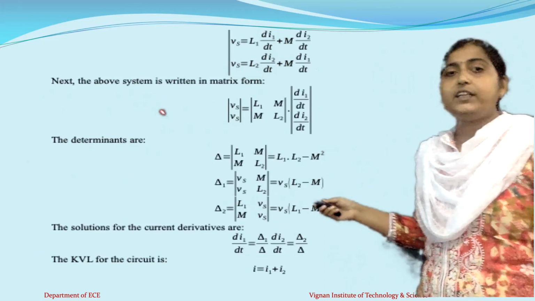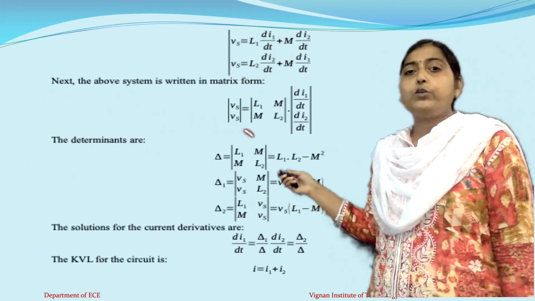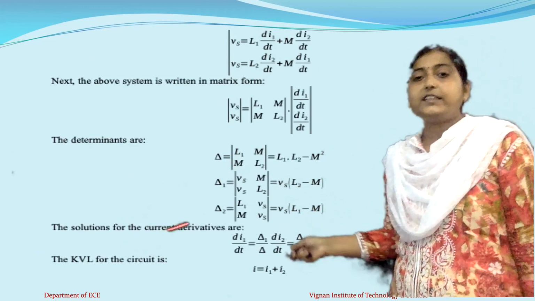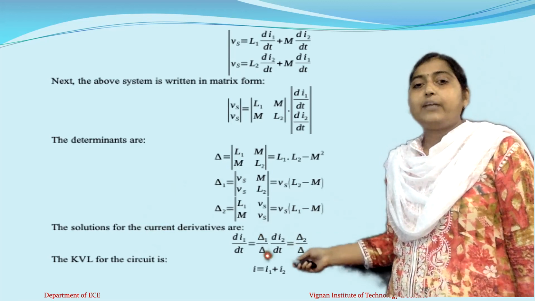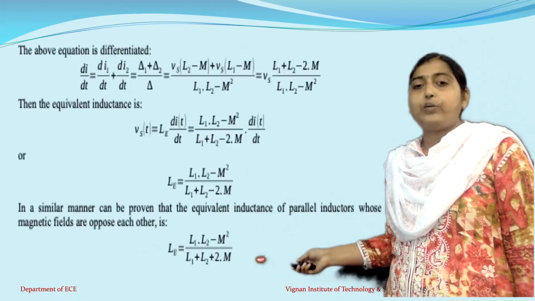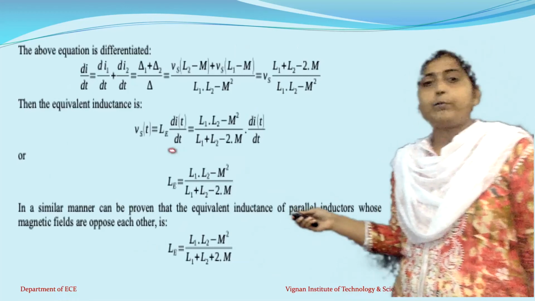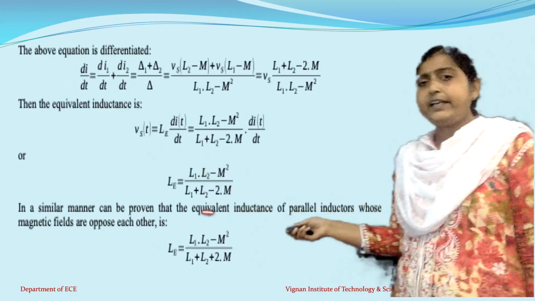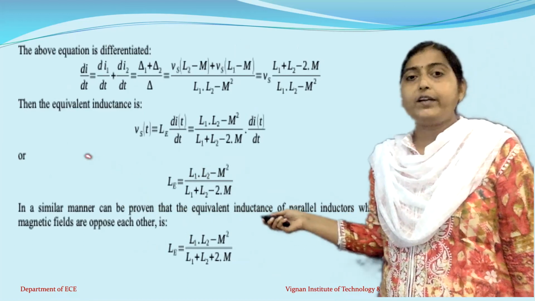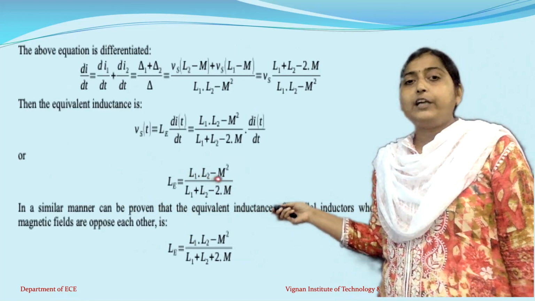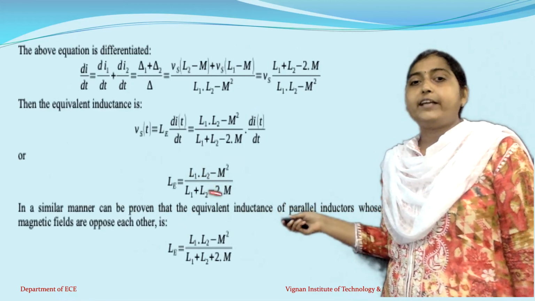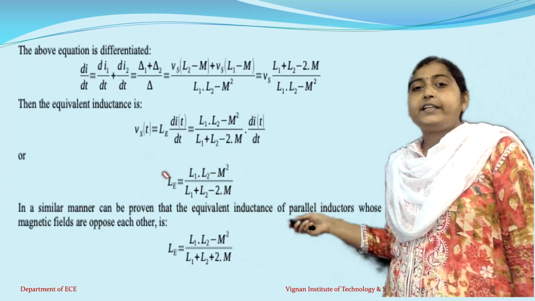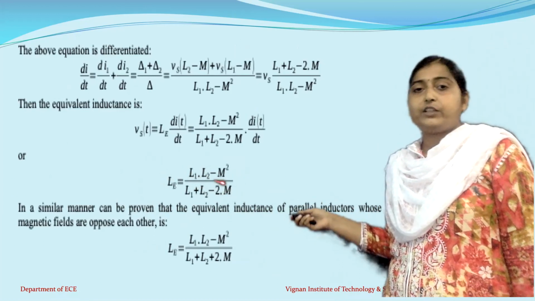Then using the determinant form, we derive the expression here. As we know, according to KCL, the total current I can be written as I1 plus I2. If you substitute all of them, when two inductors are connected in parallel aiding fashion, then L equivalent is given by (L1 into L2 minus M square) divided by (L1 plus L2 minus 2M), provided they are connected in parallel aiding fashion.